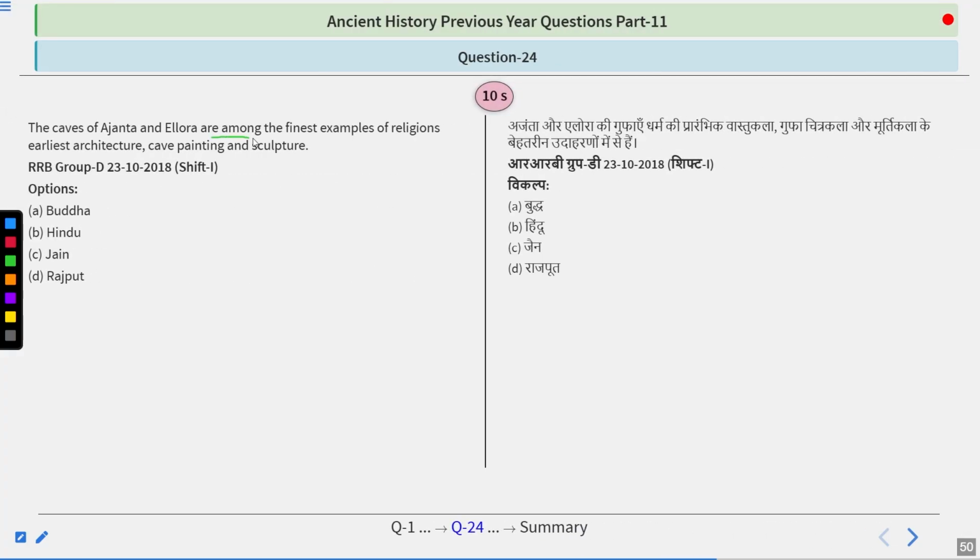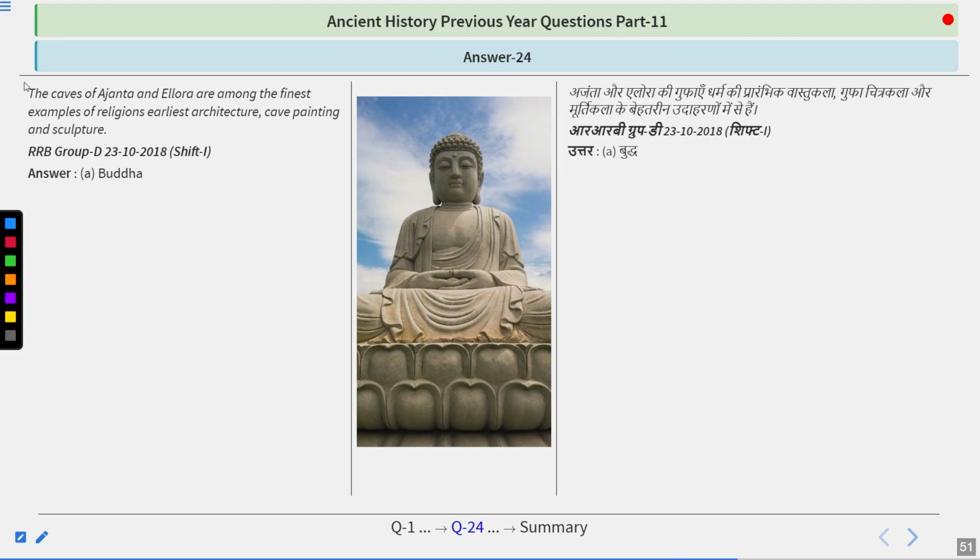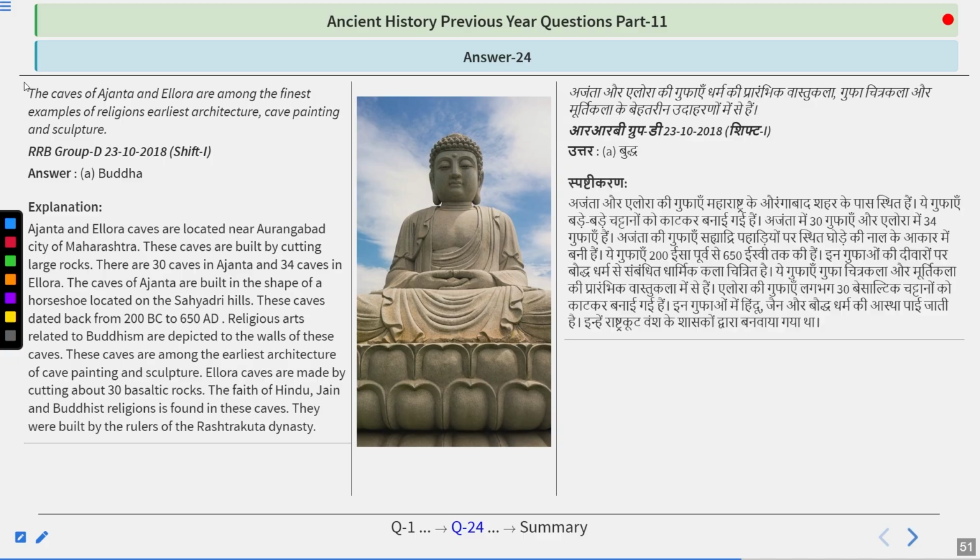The caves of Ajanta Ellora are among the finest examples of religious earlier architecture, cave paintings and sculpture. So options are Buddha, Hindu, Jain or Rajput. Very simple question. We just did this so many times. Try to answer. And the answer of this question is Buddha.